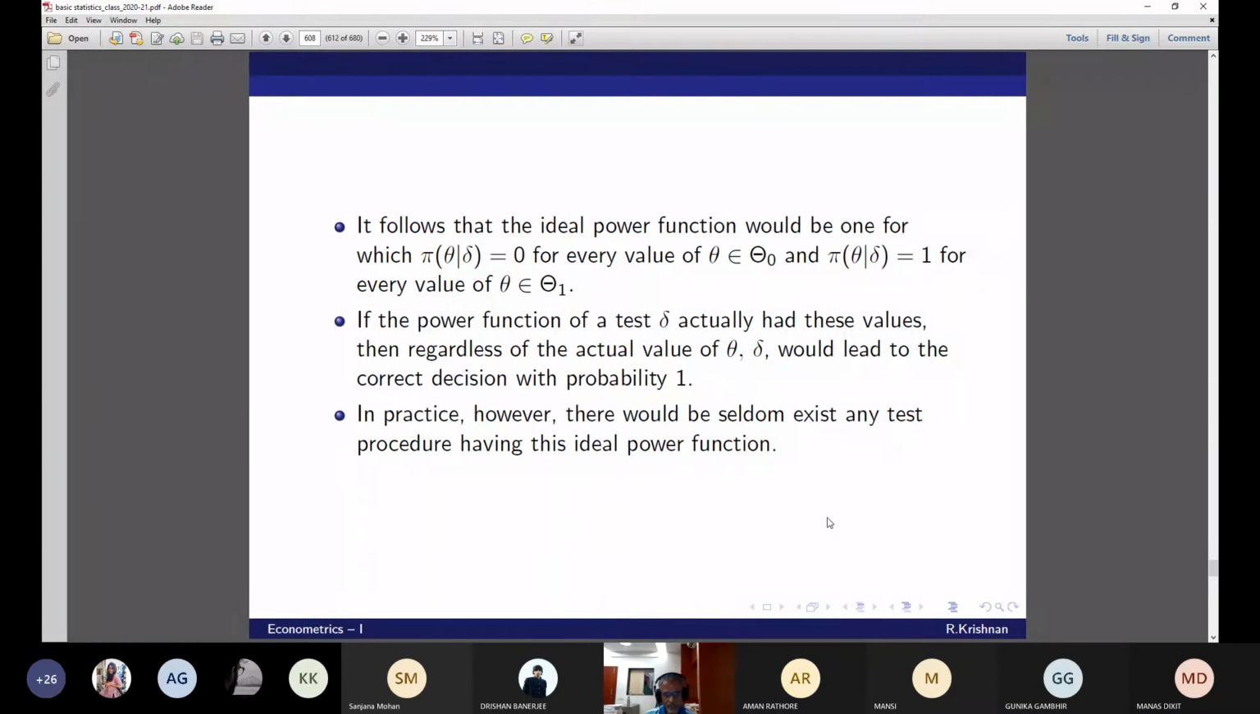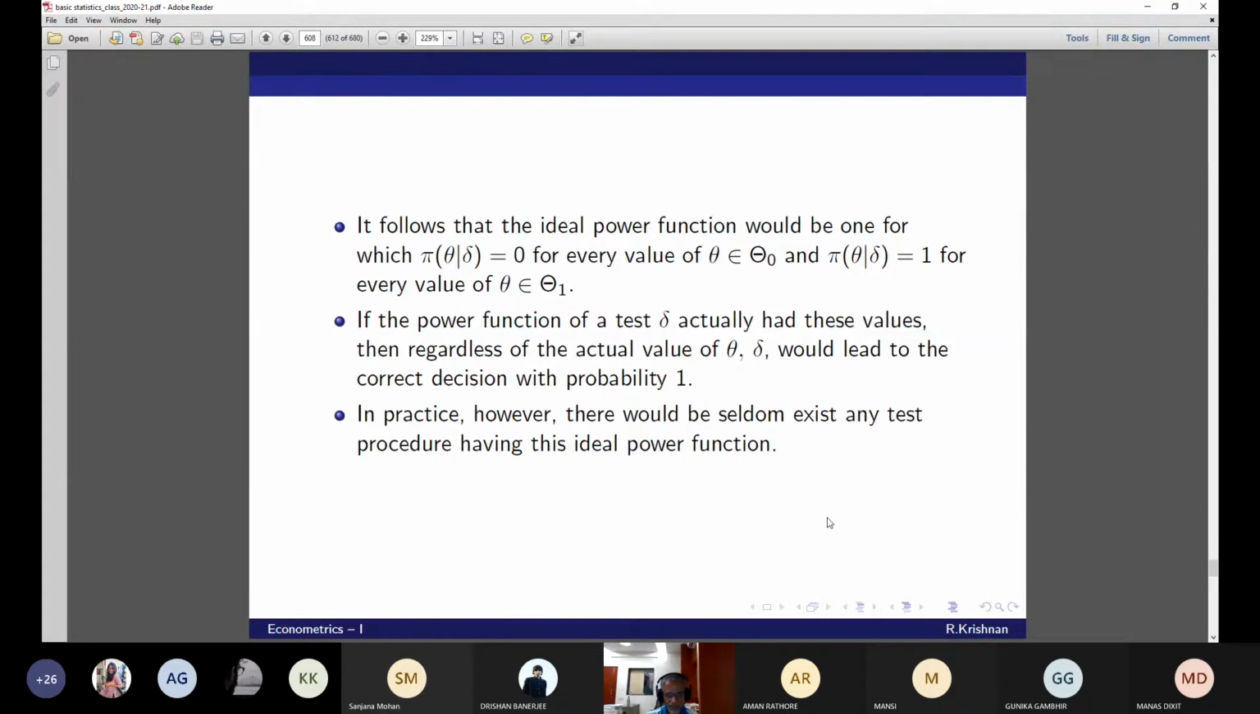Now you get it? It follows that the ideal power function would be one for which the probability is 0 for every value of theta belonging to the acceptance region, that is theta naught, and it will be value 1 for every value of theta in the rejection region or the critical region. Now you understand why it should be the case? Okay, sir.